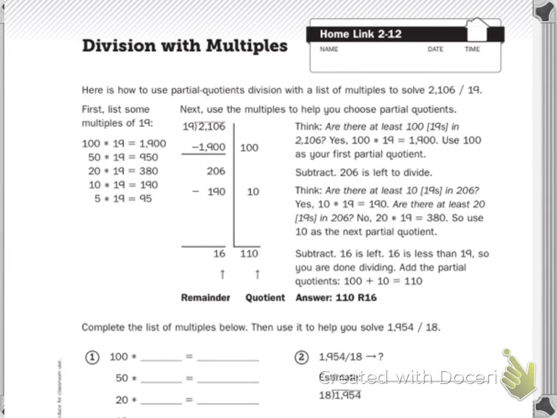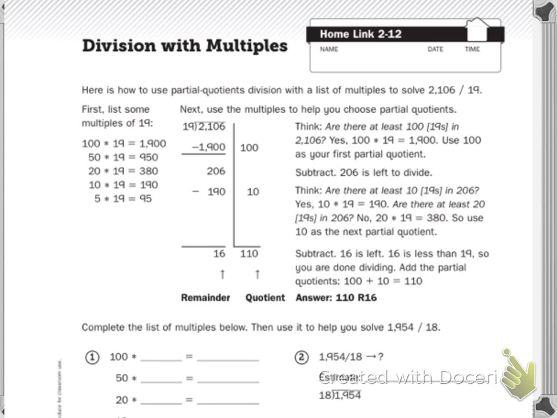Division with multiples. Here is how to use partial quotients division with a list of multiples to solve 2,106 divided by 19. First, list the multiples of 19. So they did 100 times 19, which is 1900. 50 times 19, which is 950. 20 times 19, which is 380. 10 times 19, which is 190. 5 times 19, which is 95.